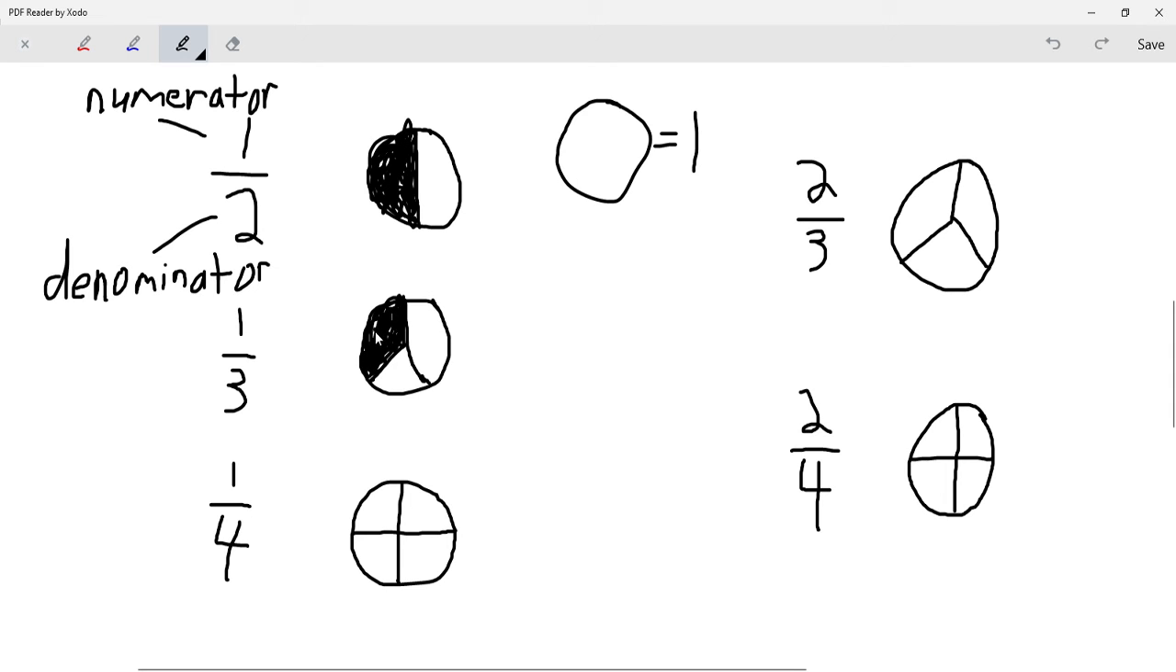Now, what this means is the bigger the denominator, the smaller the pieces are, right? Because if I split a circle into 4 pieces, those pieces are going to be smaller than if I only split it up into 2 pieces. If I split it up into 100 pieces, the pieces would be tiny on this circle, right? So the bigger the denominator, the smaller the pieces are. And that's just because the more pieces you split something into, the smaller the pieces are going to be.